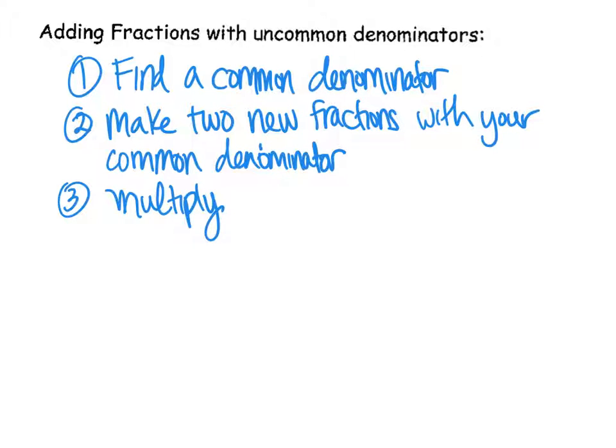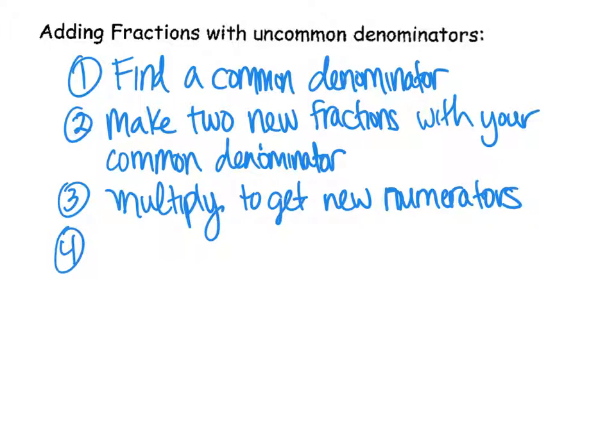Step 3: multiply to get new numerators. Step 4, one more to go: add the new fractions. Because my new fractions will have pizza that has 12 slices in each. And then I'll be able to divvy up and give out pizza to all my friends, and everybody's slices will look exactly the same.